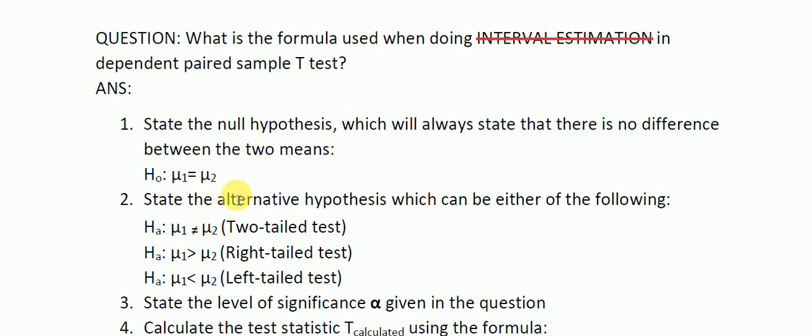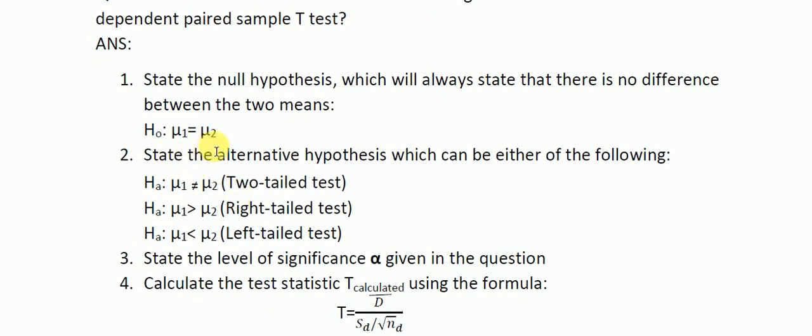Next we have the alternative hypothesis. The alternative hypothesis can be any one of the three. First one being the two-tailed test, which states that H alternative: mu1 is not equal to mu2. H alternative states that mu1 is greater than mu2, and H alternative states that mu1 is lesser than mu2. Whenever it's lesser than mu2, then it's a left-tailed test. When it's greater, then it's a right-tailed test, and when it's not equal, then it's a two-tailed t-test.